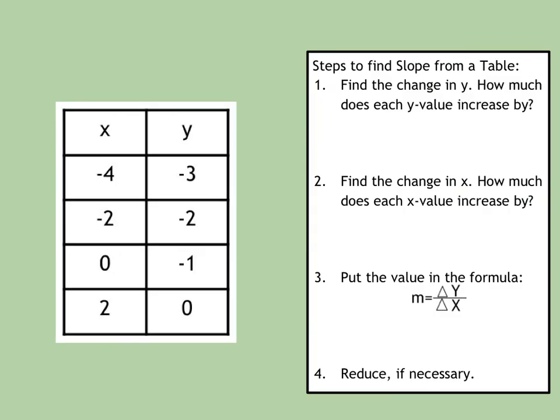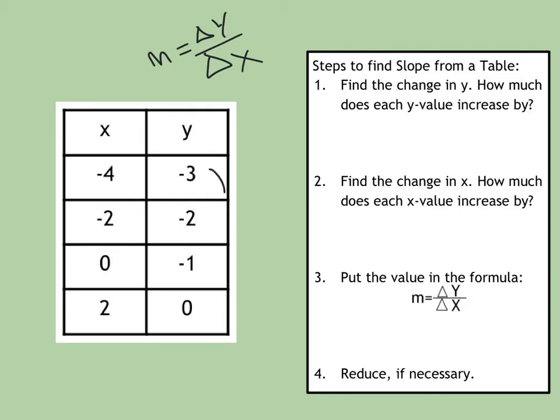When we find slope from a table, the formula that we're going to use is m equals, or slope equals, change (that's what the triangle means) in y over change in x. So slope equals change in y over change in x. And that's how we're going to figure this out. I'm going to look at my y. I'm going to see how much it should change as it goes up.